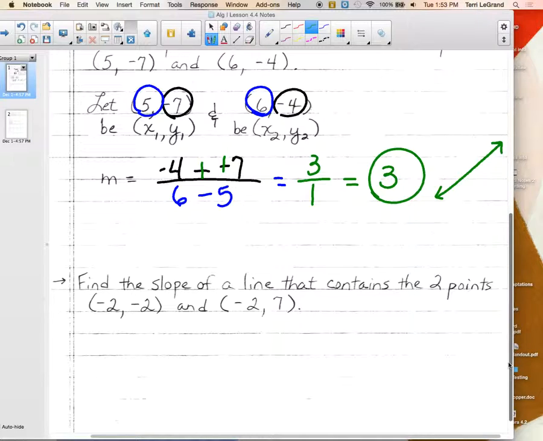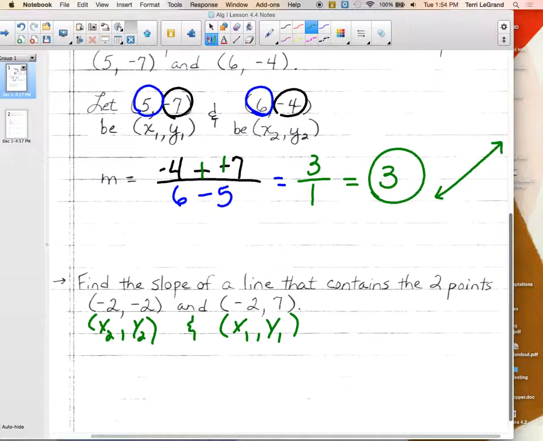Okay, let's move on to our next one. Find the slope of a line that contains these 2 points. So again, it does not matter which one's called x sub 1, y sub 1, x sub 2, y sub 2. It just gives them their distinction. So let's just be different this time. Let's call this one x sub 2, y sub 2. And this one, x sub 1, y sub 1.